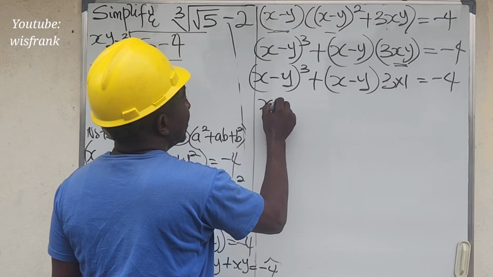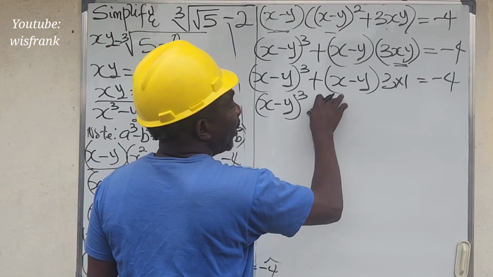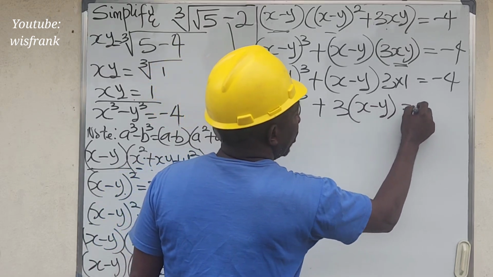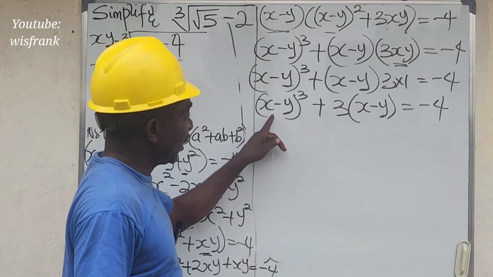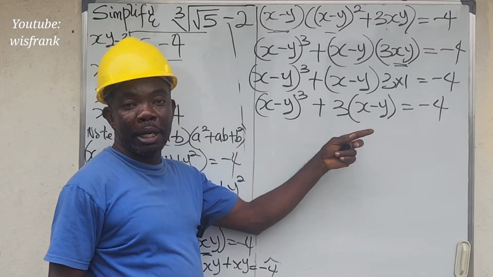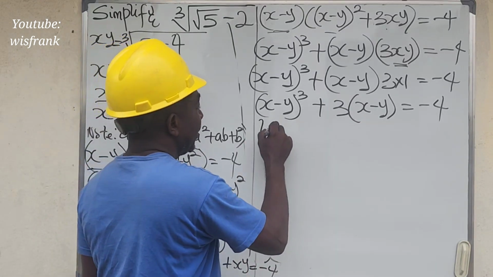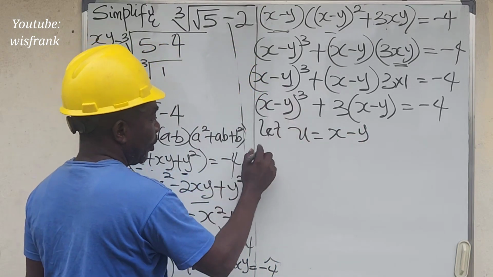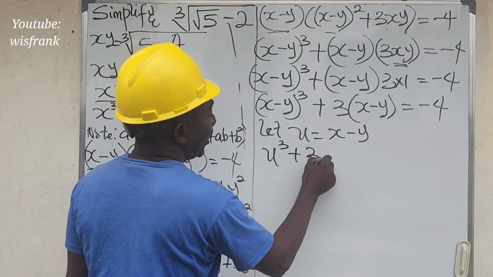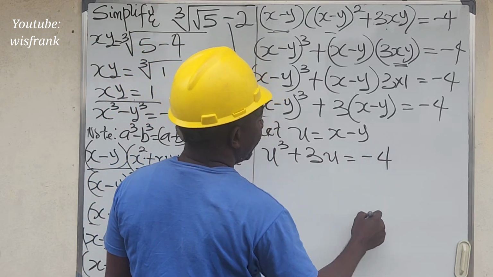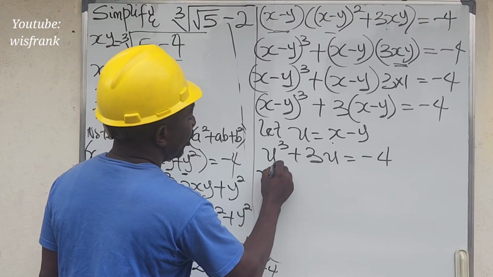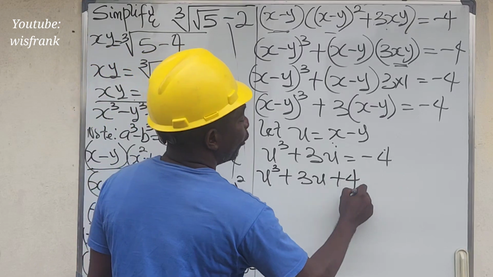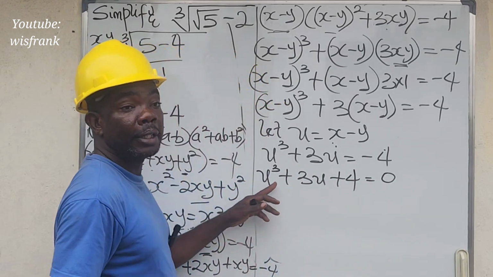This is the same thing as x minus y all to the power of 3. By rearranging this, it will become plus 3 into x minus y all equals to minus 4. You can see that inside the parentheses we have x minus y and x minus y. So we'll say let u equals to x minus y. So substituting this, we have u to the power of 3 plus 3u equals to minus 4. We can rearrange this. This will become u to the power of 3 plus 3u, and when this transposes to the other side, it becomes plus 4, all equals to 0.